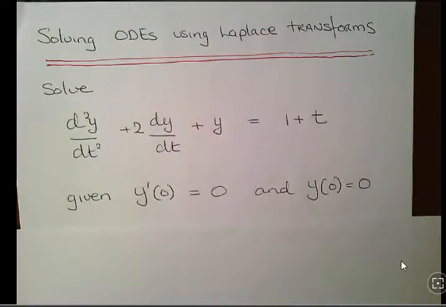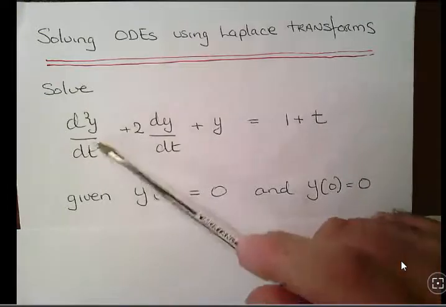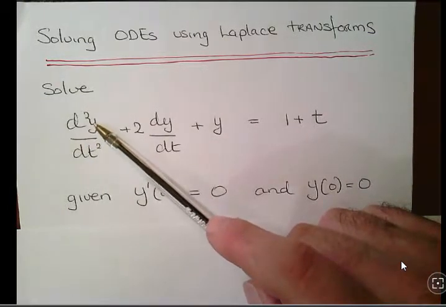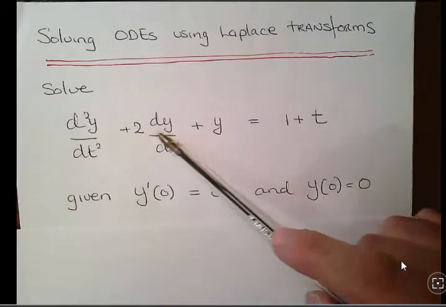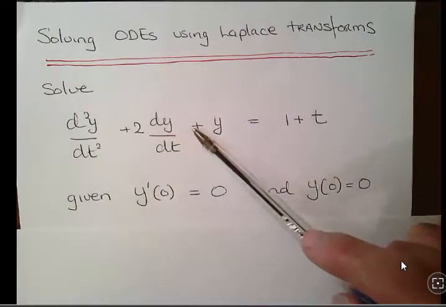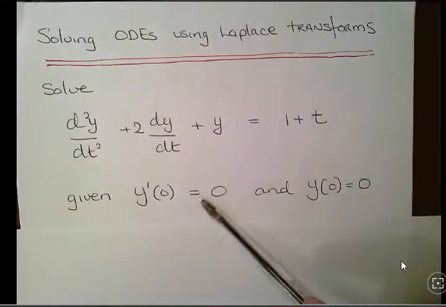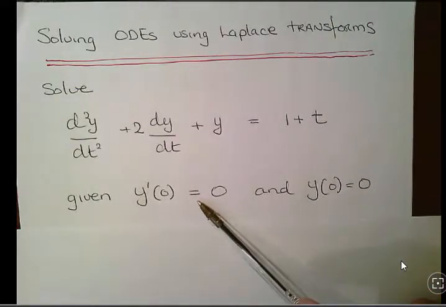Okay, in this presentation we're going to look at solving ODEs using Laplace transform, second order ordinary differential equations. Here we have a second order ordinary differential equation: d squared y over dt squared plus 2 dy over dt plus y equals 1 plus 2t. Now we have these initial values, boundary conditions.